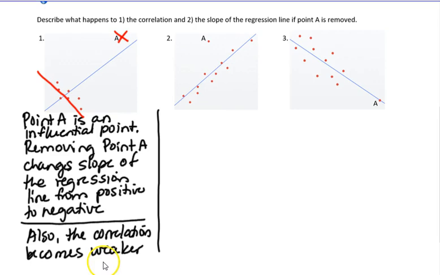Also, the correlation becomes weaker. Now, that doesn't make it an influential point because it changes the correlation. It makes it an influential point because it changes the slope of the regression line significantly. Okay, let's look at the next one.